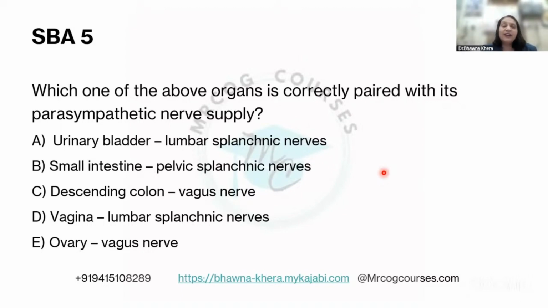Slightly tricky question, right? But we'll make it easy. I've promised to make things easy so that by the end of the session, you will remember these questions till exams. You don't have to revise even, right? So which one of the above organs is correctly paired with its parasympathetic nerve supply? The correct answer here is ovary and the vagus nerve.